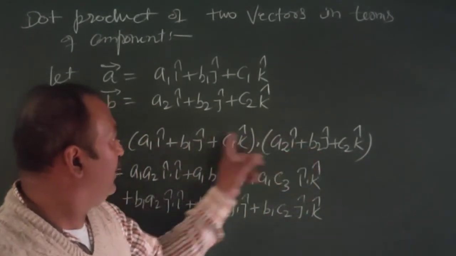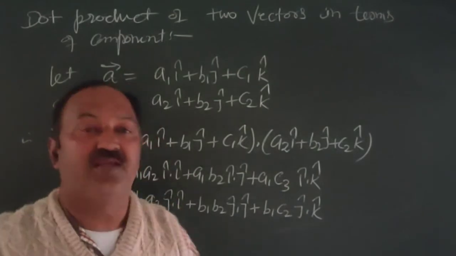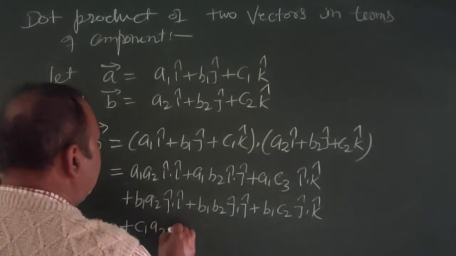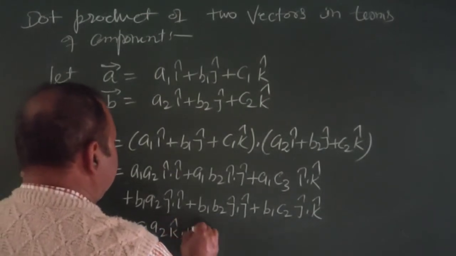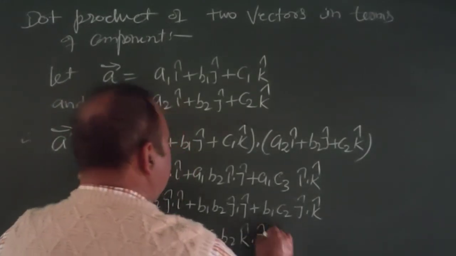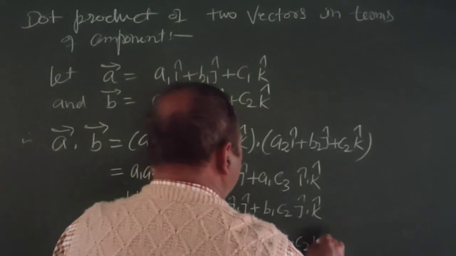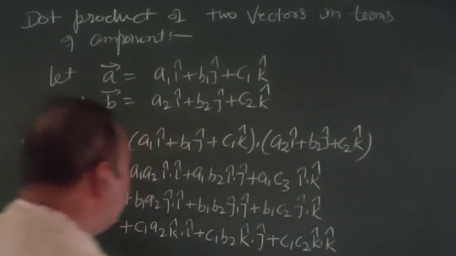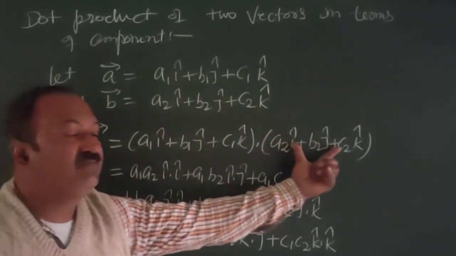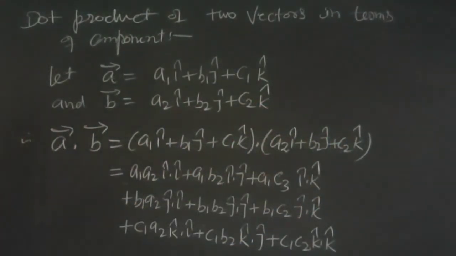कोफिशिएंट्स को मल्टीप्लाई करना है, केवल डॉट लेना है वेक्टर्स के बीच में. एंड एट लास्ट C1 A2 into K dot I plus C1 B2 into K dot J plus C1 C2 into K dot K. We have taken the dot product of these three components with these components. Now let us substitute the value of I dot I, J dot J, K dot K and other dot products.